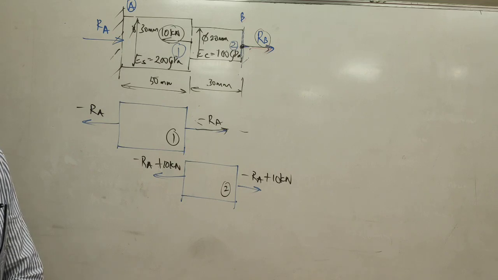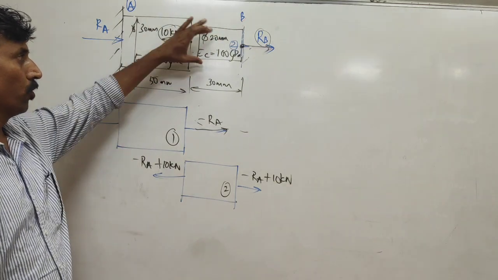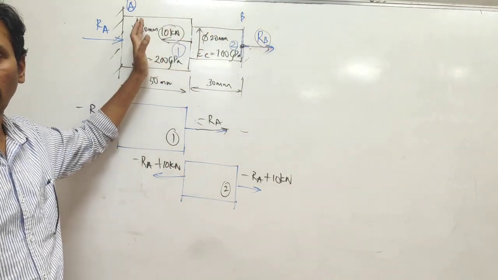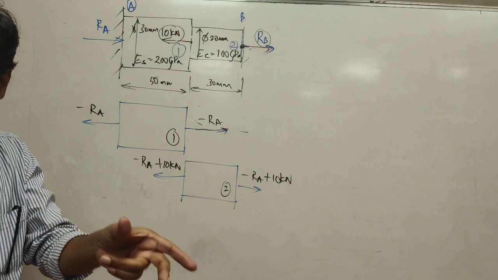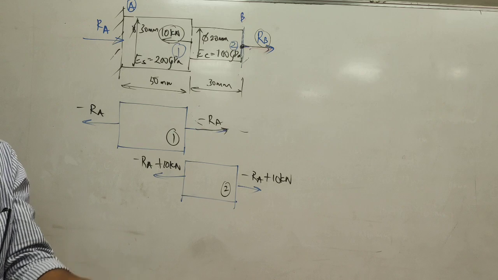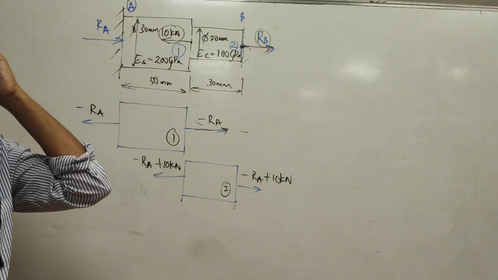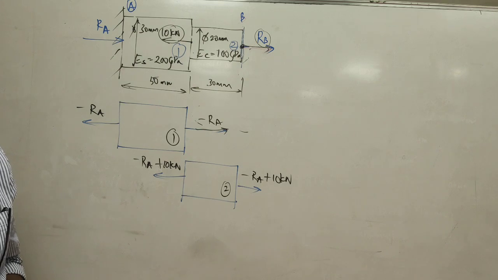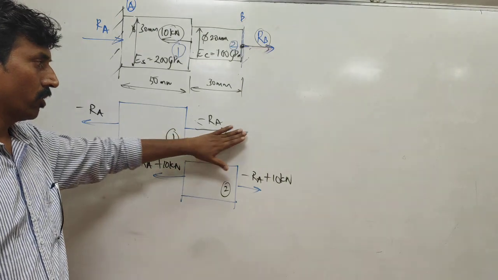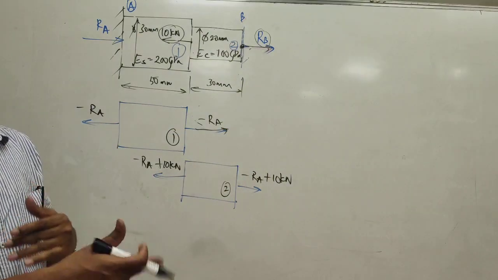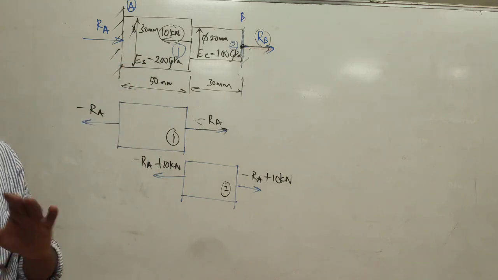Both ends are fixed. Suppose this elongates because of this force, copper elongates, but steel will get compressed by the same amount. The length by which copper expands, by the same amount, steel will get compressed. So definitely the total elongation will be 0. So let us write the individual equations dl1 and dl2 and add them and equate it to 0. That way we will be able to find out RA and RB.